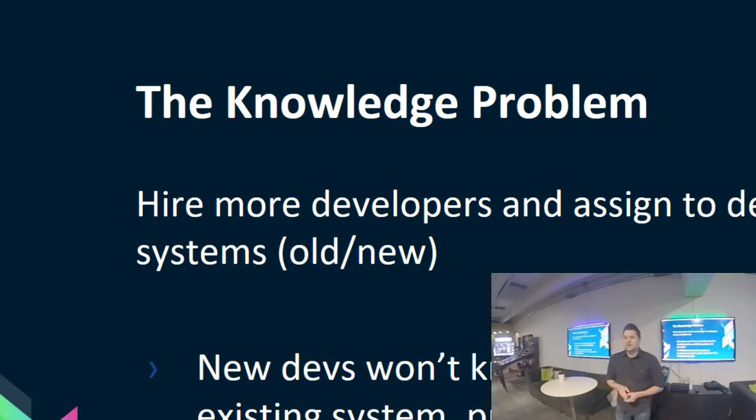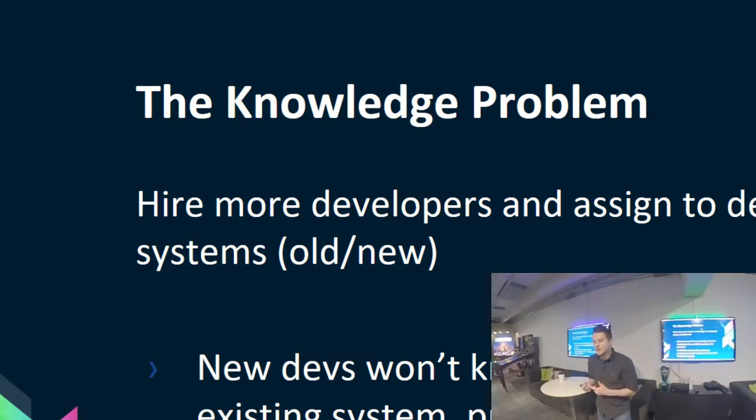There's also the knowledge problem. As a company rewriting, we're going to hire more developers to build a new application to modernize our code. The problem is when you hire new developers and assign them to the new system or the old system, they don't know enough about the system to do it well. They're not going to be very productive because they don't know about all the problems, the goals, the best practices.